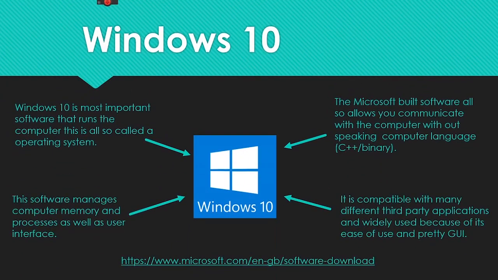Okay, what is Windows 10? Windows 10 is a software. Windows 10 is the most important software that runs on your computer. This is also called the operating system. The software manages computer memory and processes as well as the user interface.